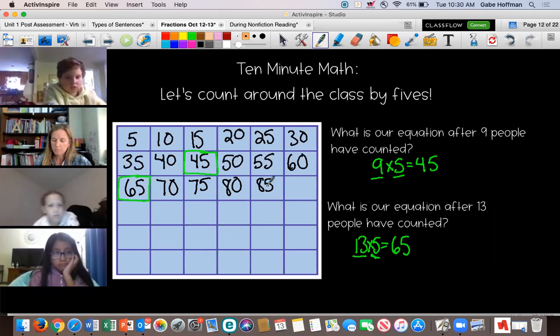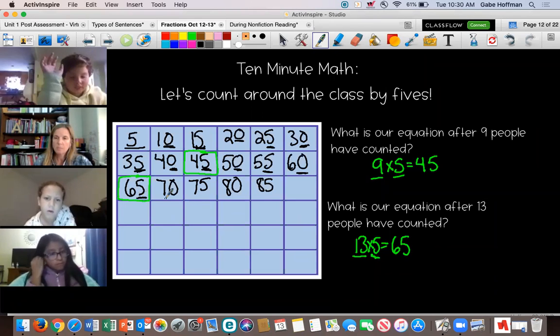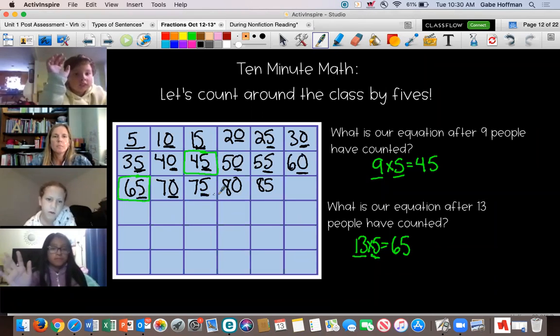We start with fives. Fives are pretty simple, right? What do we notice about the last digit in all of these numbers? So we have a 5, and then 10, and then 15, and then 20, and then 25. What do you notice about the last digit, the ones place, in all these numbers? Anybody notice something, kind of a pattern? Corbin, what do you notice?